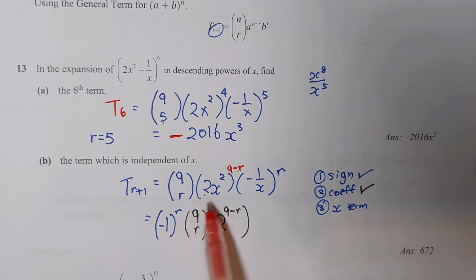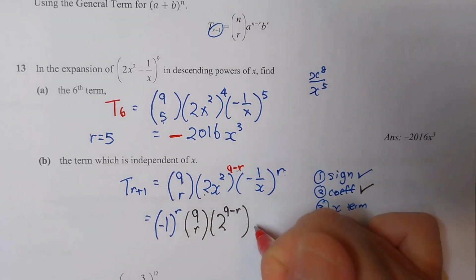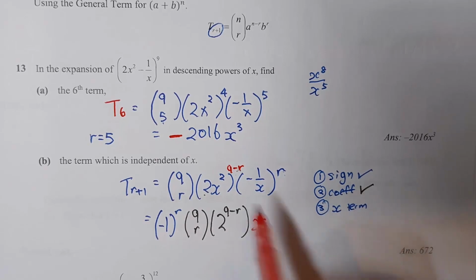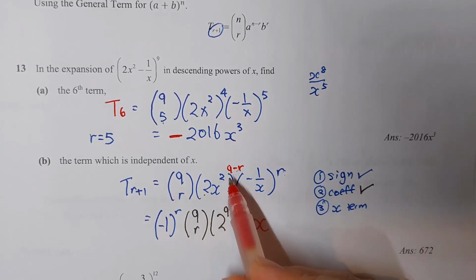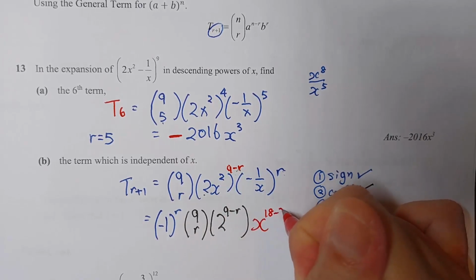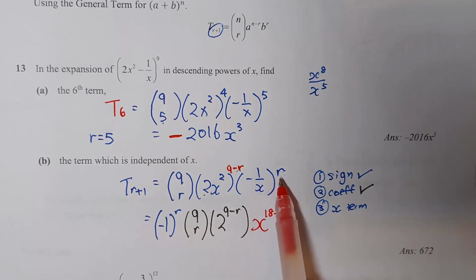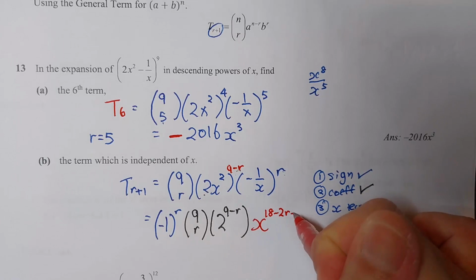Now for the x term, this part will give me the x term, and this part will also give me the x term. So I will use red now. So this will be x power 18 minus 2r, and there's also x power r at the denominator. So using law of indices, you know that if you divide, it is actually subtracting the powers. So I will need to minus r here.